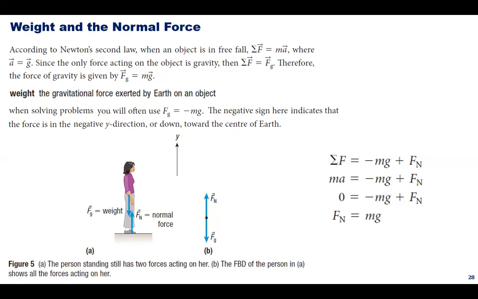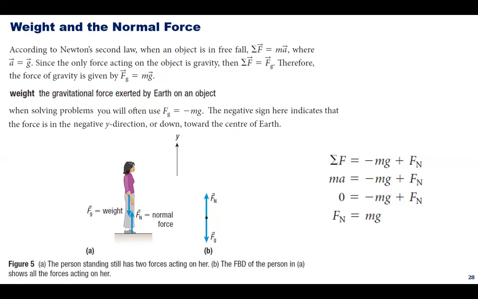Another name for gravitational force is weight. The weight Fg of an object is a force that is therefore measured in newtons. It is often convenient to indicate a force that is directed downwards by making the force negative. So when solving problems, you will often use Fg equals negative m lowercase g. The negative sign here indicates that the force is in the negative y direction or down toward the center of Earth.